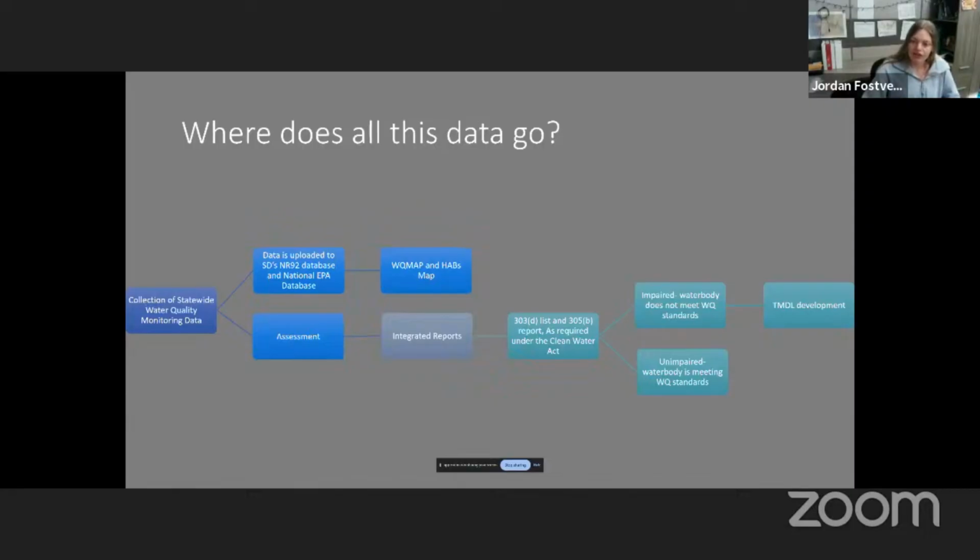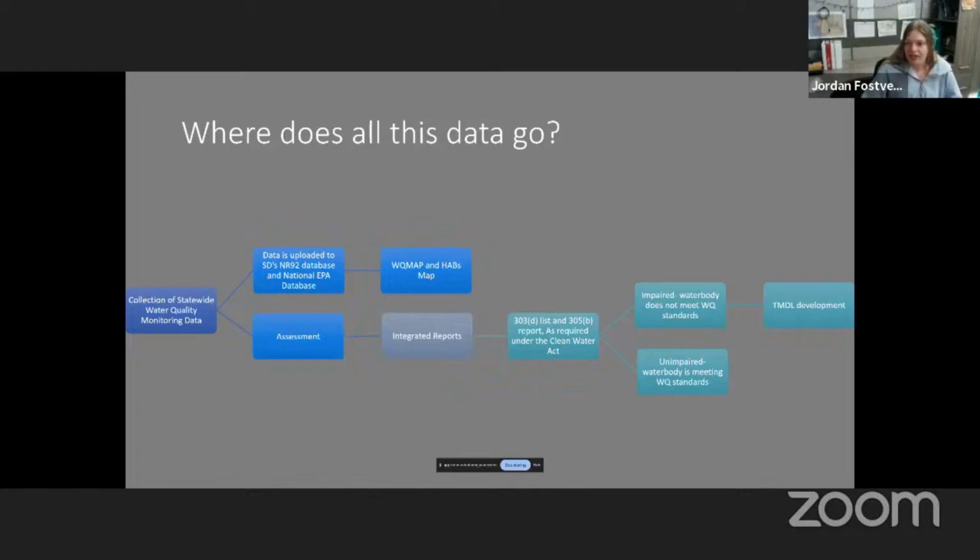All this data also gets used for assessment purposes. These assessments are outlined in the integrated report. That's a report that gets published every 2 years. We just had one come out this April 1st. And in that report, it includes a 303D list and a 305B list, or a 305B report. These are two documents that are required under the Clean Water Act.